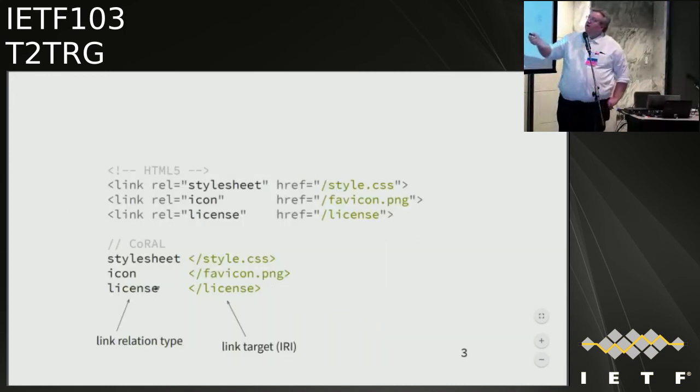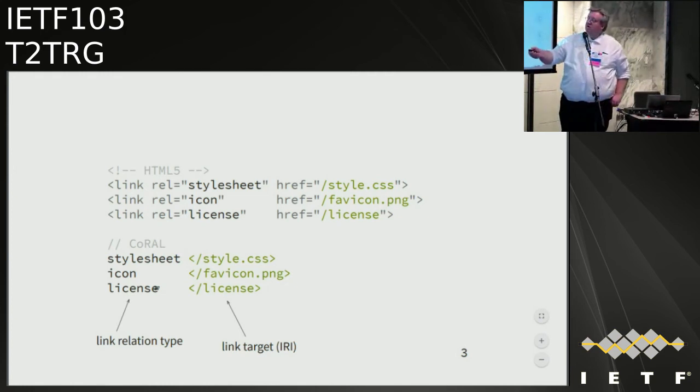And just to give an example that you know from HTML5, in HTML5 we can describe links with a link element, which has two important attributes, rel and href. And this describes a link that goes out from the current document, from where you are, describes the link relation and describes a URL reference, actually, that points to some other thing. So in an HTML document, you might find a pointer to a style sheet, a pointer to an icon, and a pointer to a license that applies to this document.